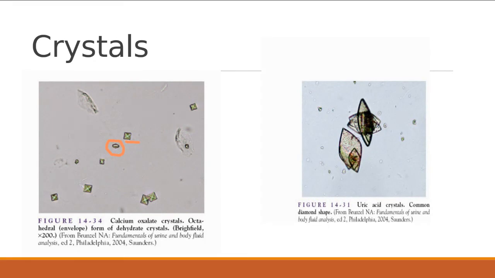Uric acid crystals, these are also found in acidic. They're kind of overlapped. They're kind of a diamond shape. So these are overlapping, but you can kind of see how they're diamond shaped. They're usually kind of round on the sides, but that's the type of shape that they take. And they're not always going to be overlapping like that. These uric acid, like I said, they're in acidic.